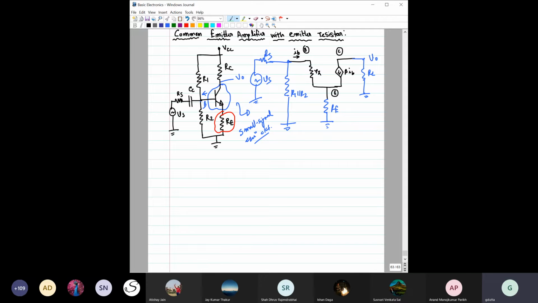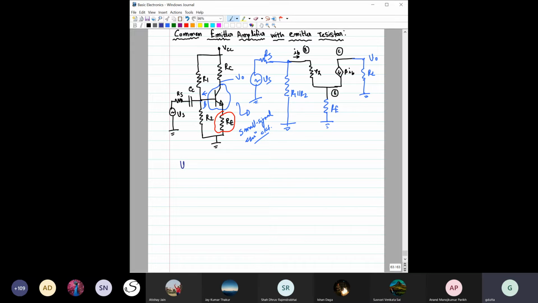Okay, so now let us start with that and try to find the output versus input, that is V naught by Vs, the small signal gain we have to find. So let us start and do it step by step. Let us first try to find what is V in.